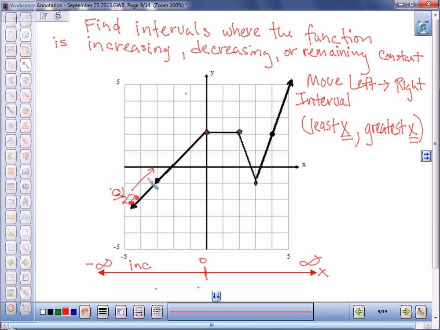All right, now here, we're no longer increasing, are we? This would be like when you get to the top of the hill and you do that little curve on the roller coaster right before it drops. So right here, we're not increasing or decreasing, are we? What would we call this? A constant interval. So between 0 and 2, the y value remains constant. That is a constant interval.